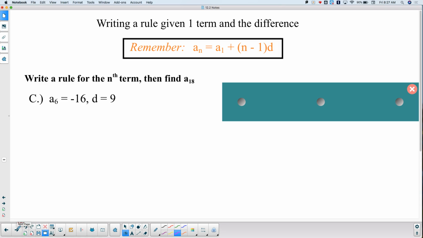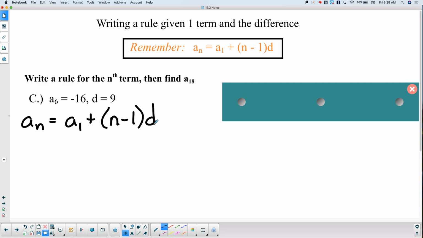Another style of problem is to give you a term somewhere in the sequence and the common difference. Okay. So I've given you the 6th term in the sequence and the fact that d is equal to 9. Again, I would start with writing down the formula for the rule. The arithmetic rule is a sub 1 plus n minus 1 times d.